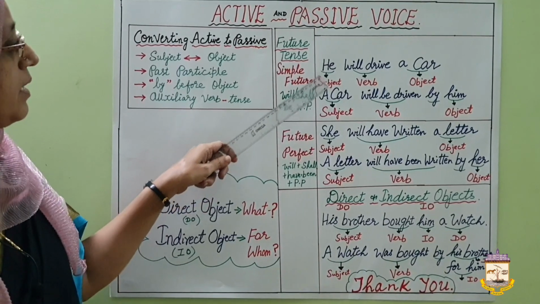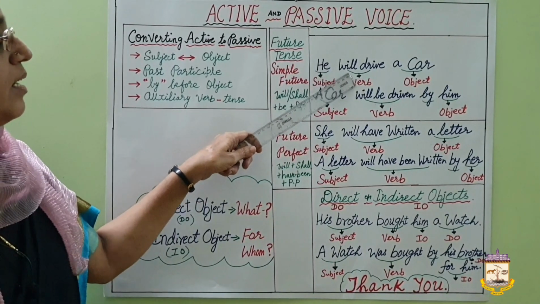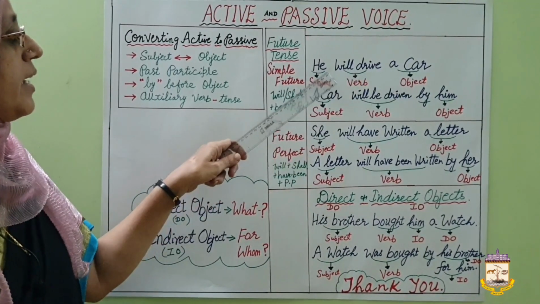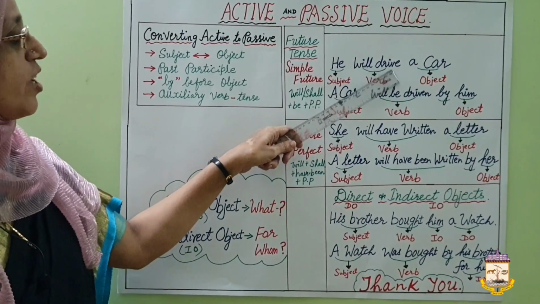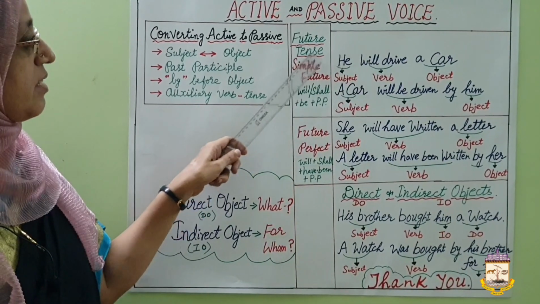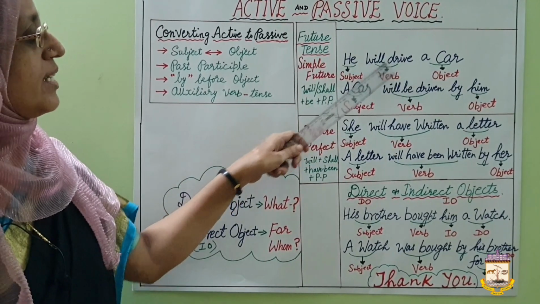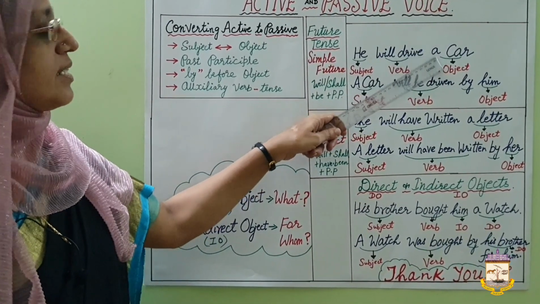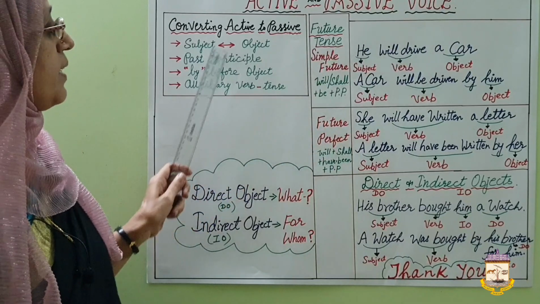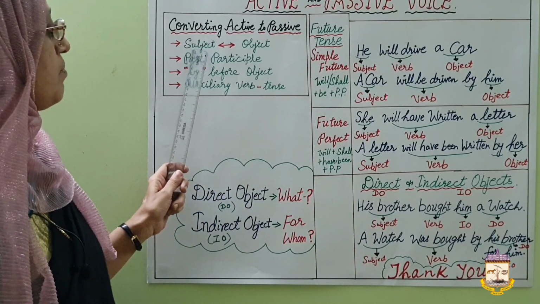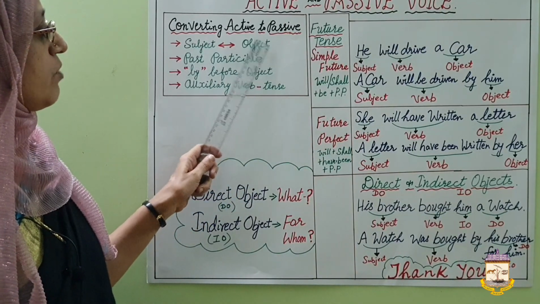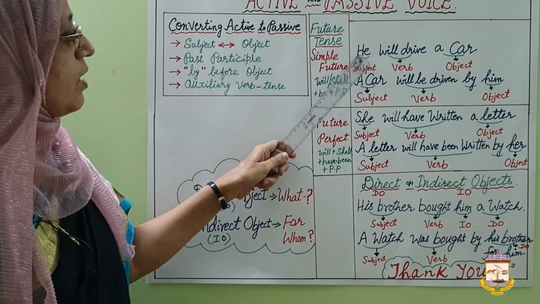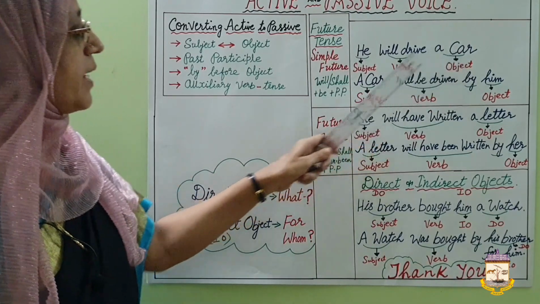The example here given is, he will drive a car. He is the subject. Will drive is the verb which is in the simple future. And what is he driving? He is driving a car. So car is an object. So what is the procedure for changing active into passive? Go back to this. Subject will become the object and object will become the subject. So he will become him and car will become the subject.